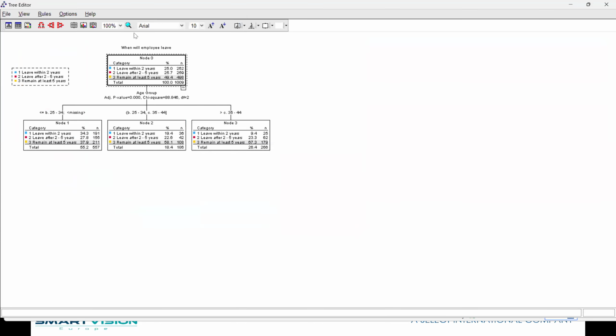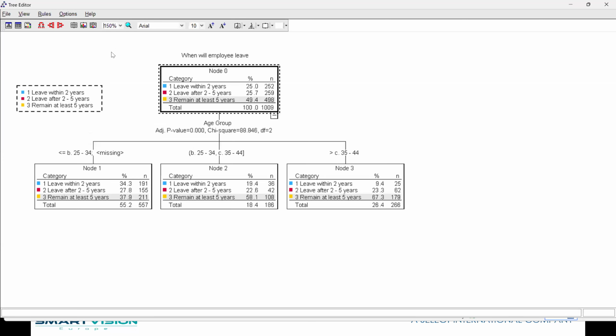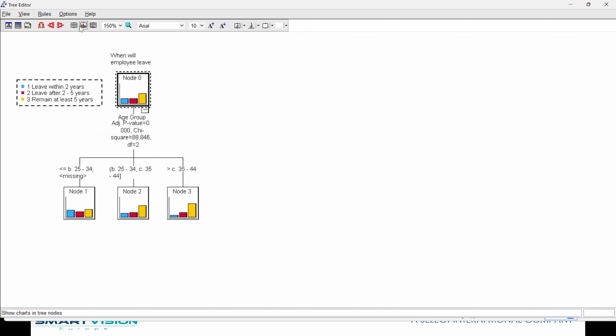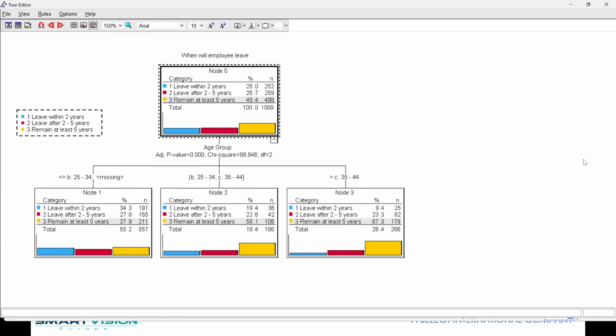So up to 1,000 cases, I can open this tree and zoom into it. There it is, and it's choosing the variable age group. So all the other factors were not significant. You can see that it highlights the biggest group here. I can also show it as tables, where gold is remain at least 5 years and the cool blue is leave within 2 years, or I can show it as a chart, or as a table and a chart together.